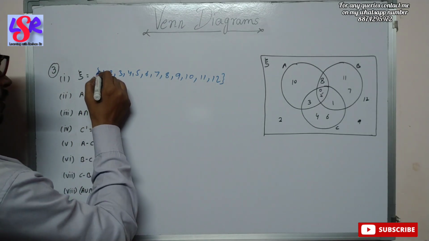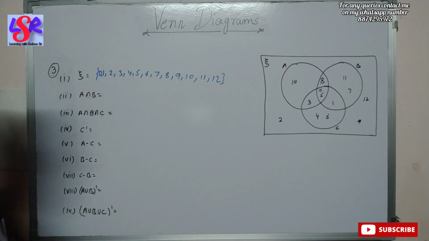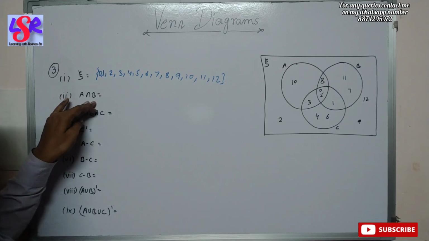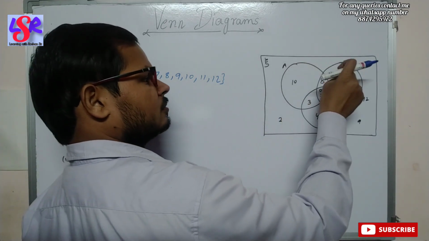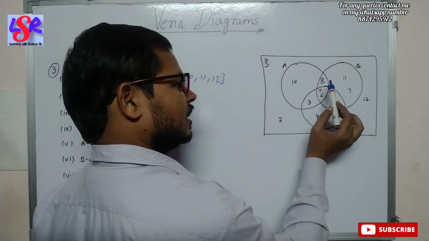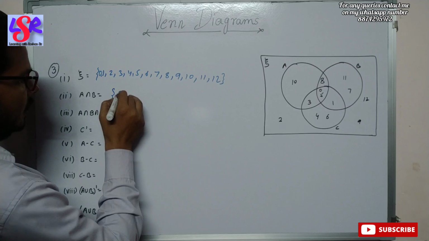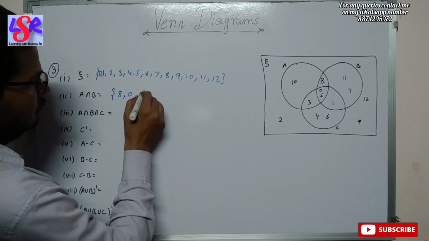Even 0 is also there. So we are going to take the 0 over here. Then we are having A intersection B. A intersection B means the common of the set A and B. So for this we are having 8, 0 and 5.